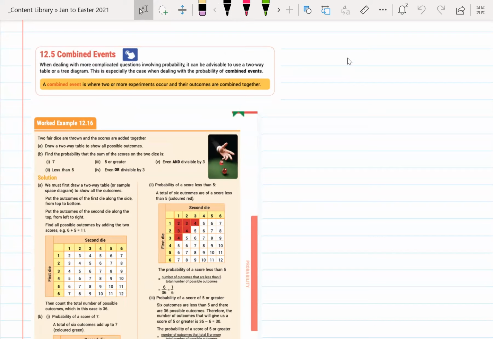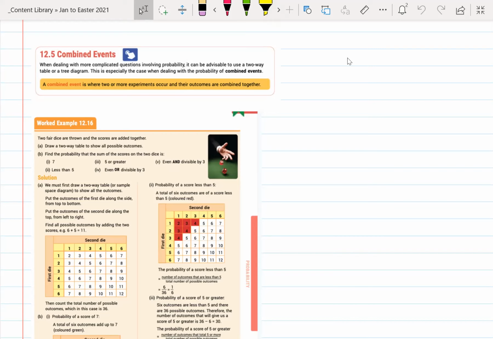or a tree diagram, just like we did in the last chapter, or was it the beginning of this chapter? I can't remember, but anyway, we did it just before Christmas. It's especially the case when dealing with probability of combined events. A combined event is where two or more experiments occur and the outcomes are combined together, okay?